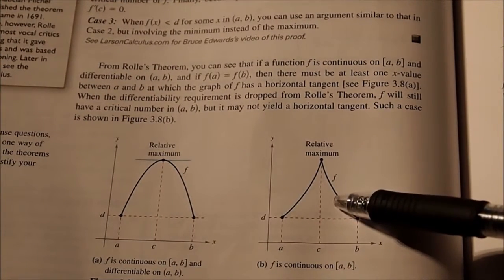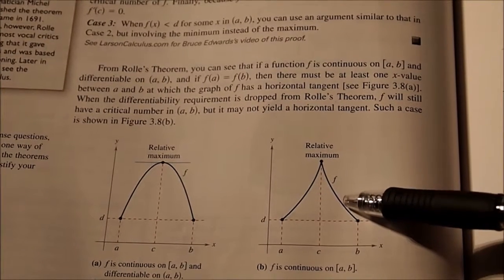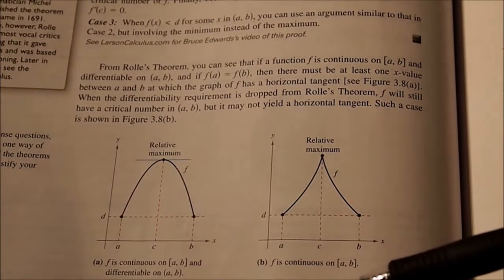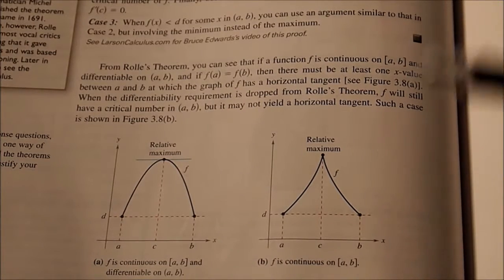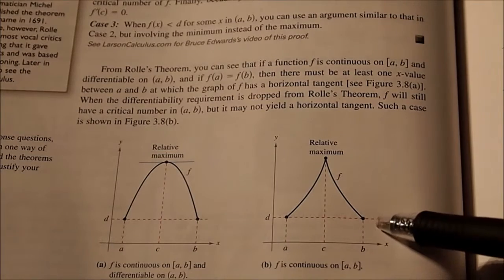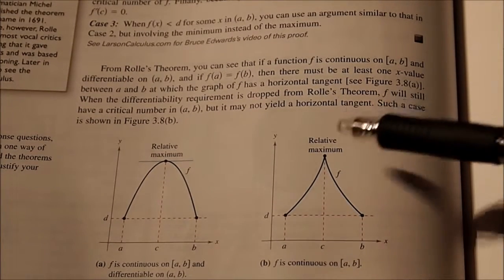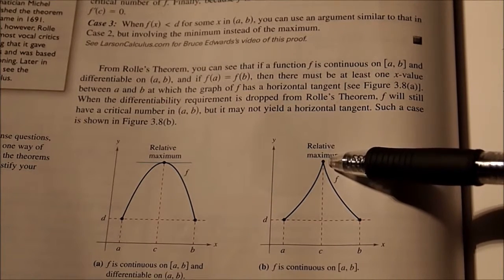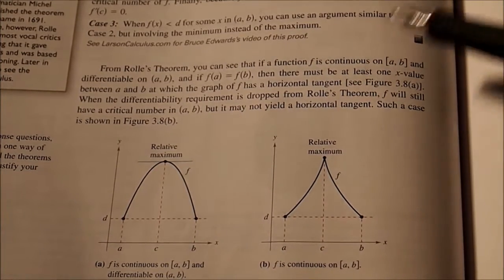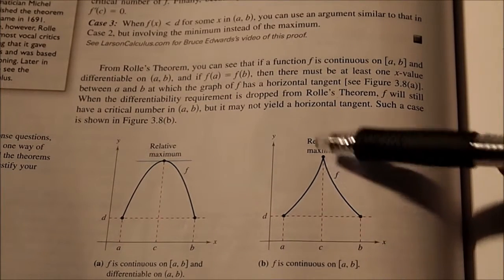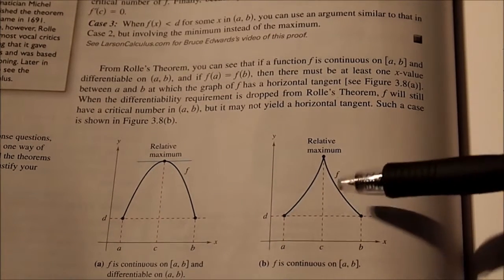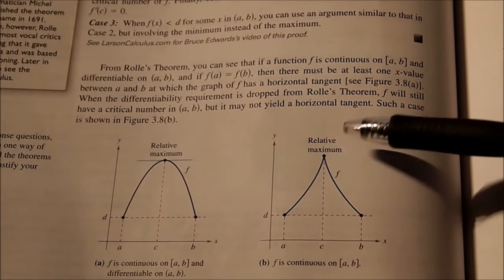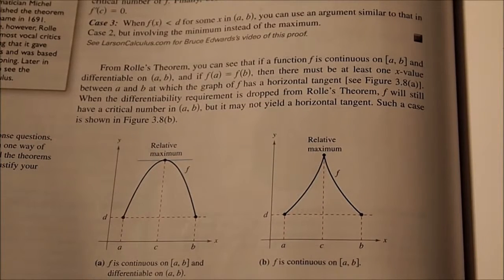Now, on graph B, f is continuous on the closed interval [a, b], but it is not differentiable on the open interval from a to b because there is a sharp turn or curve. So this is still a relative maximum at x equals c, but Rolle's theorem does not apply because it is not differentiable on the open interval, because there's a sharp turn or curve. So Rolle's theorem does not apply.